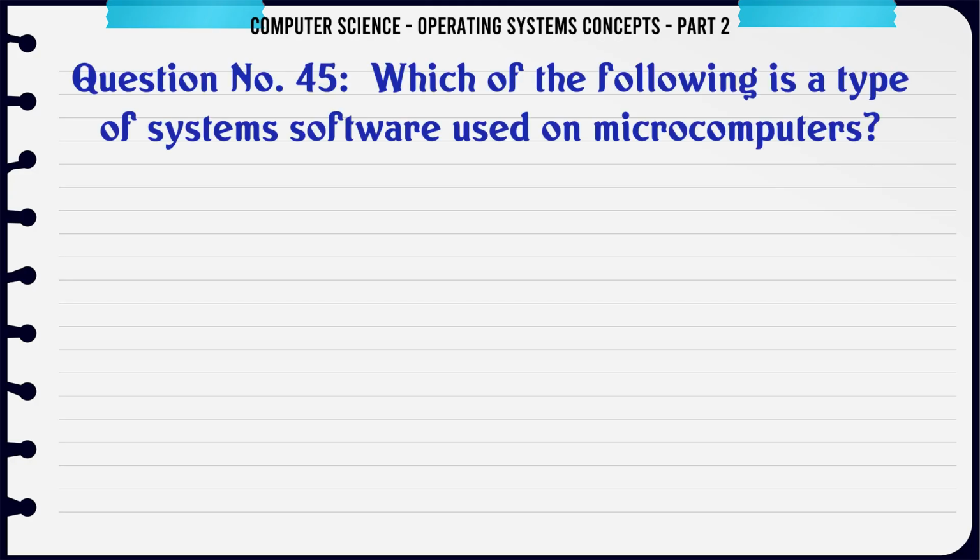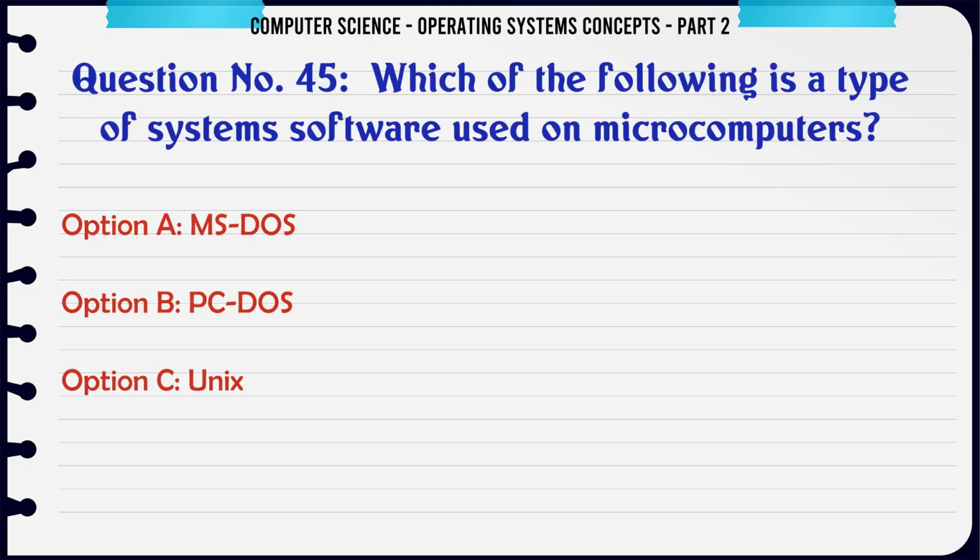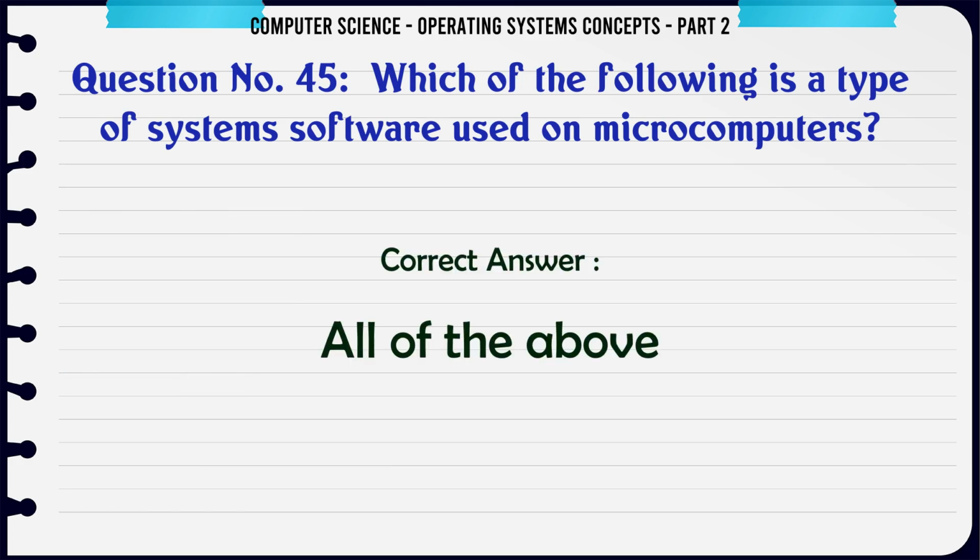Which of the following is a type of systems software used on microcomputers? A. MS-DOS. B. PC-DOS. C. Unix. D. All of the above. The correct answer is all of the above.